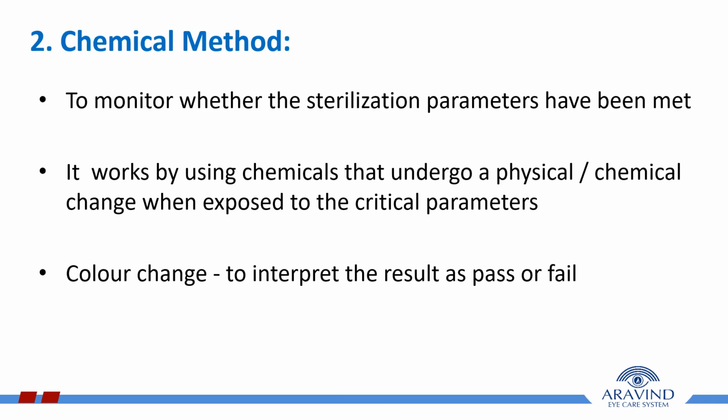The second is the chemical method. Chemical indicators are used to monitor whether the sterilization parameters have met the sterilization specifications. It works by using chemicals that undergo a physical and chemical change when exposed to the critical parameters. By visually observing the color change, it can be interpreted whether it is pass or fail.